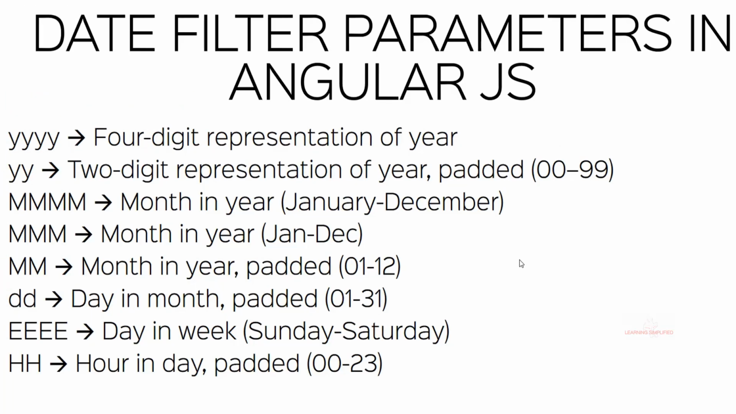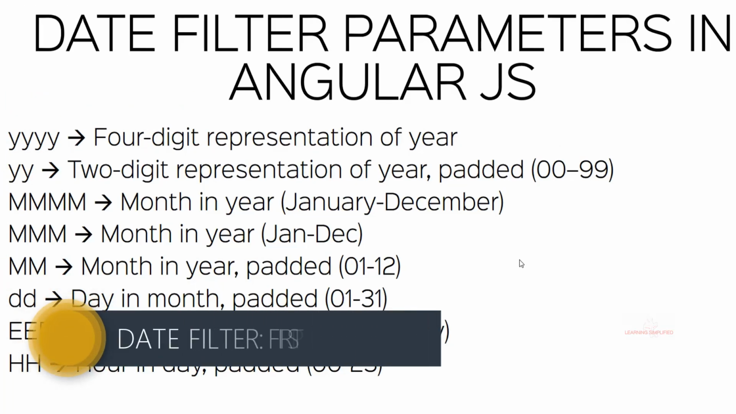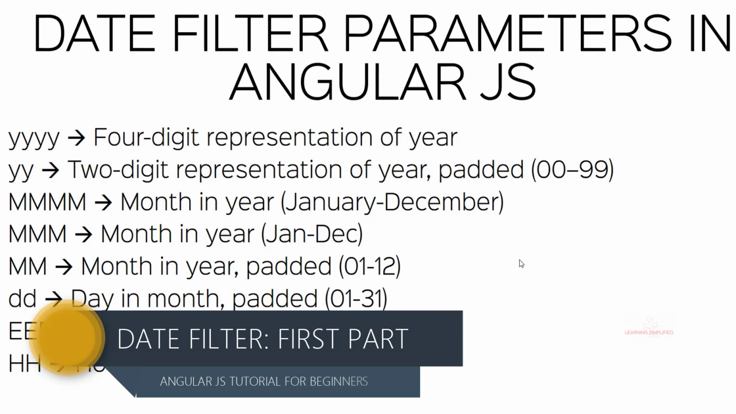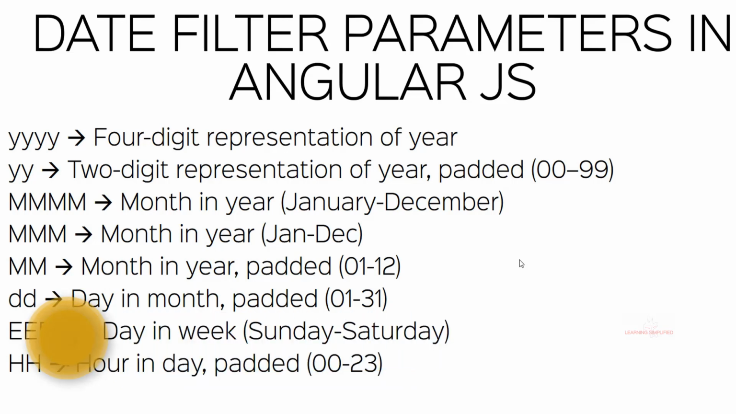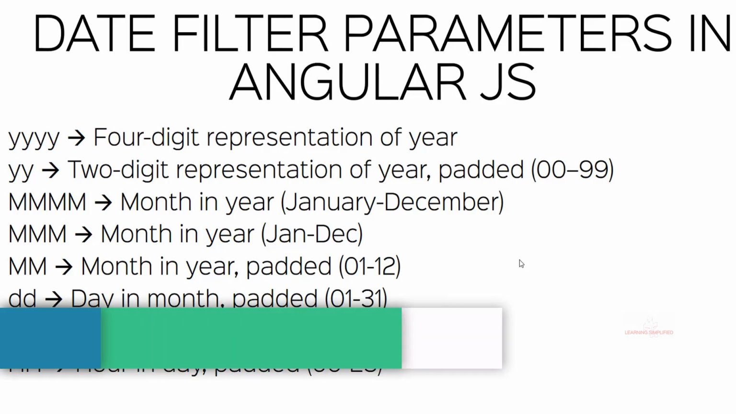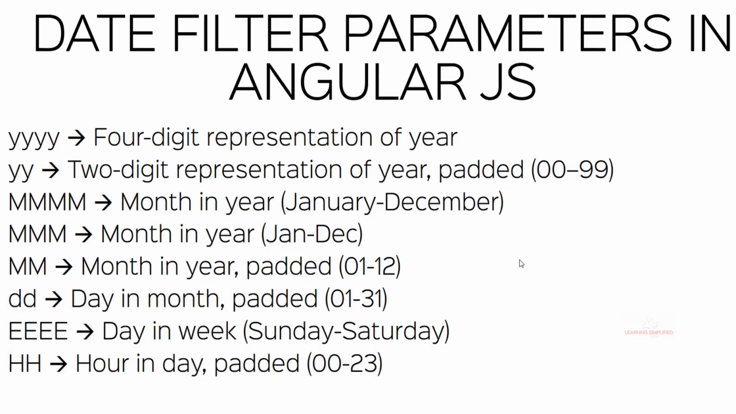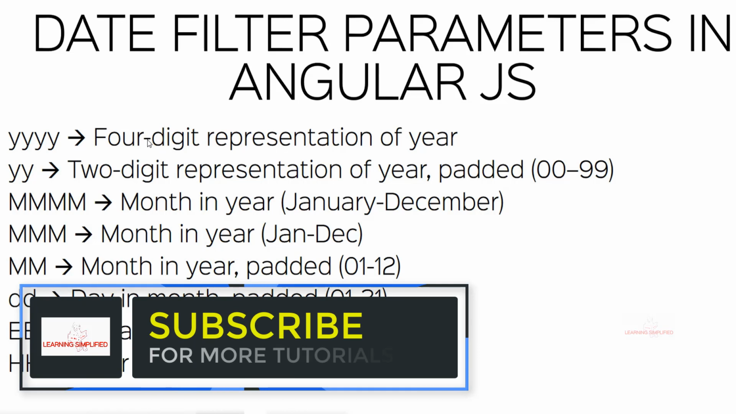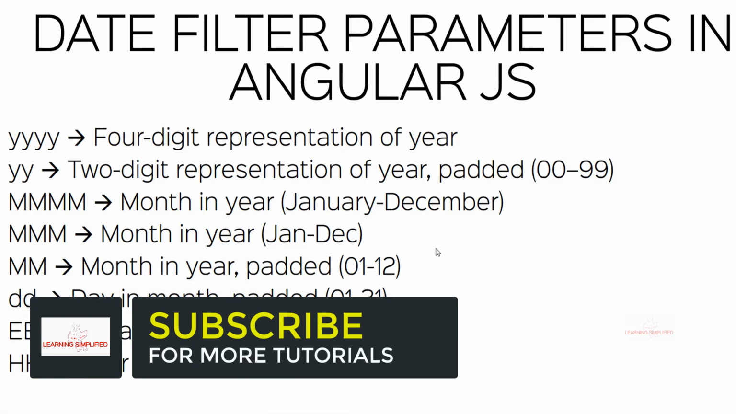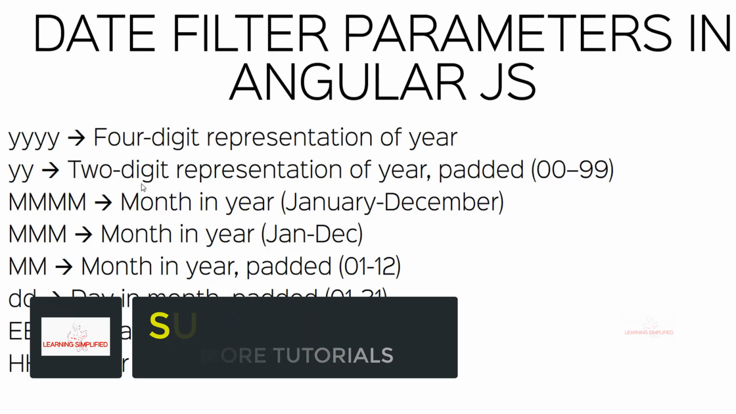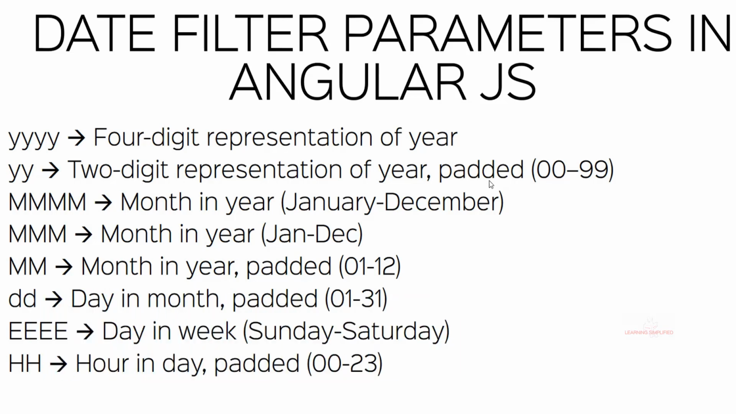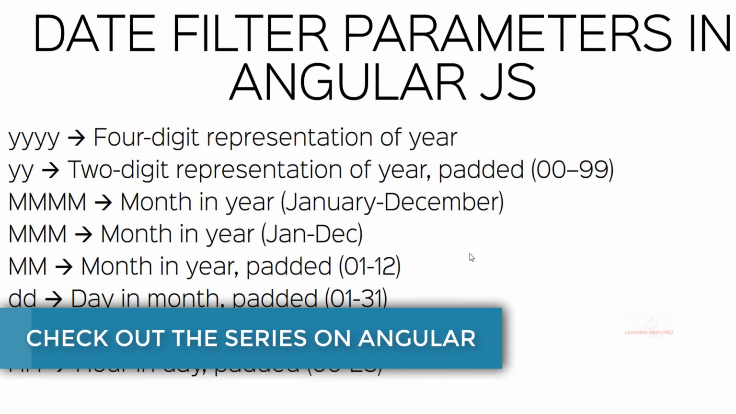The date filter parameters in AngularJS are a little bit different, but it's a very interesting thing to study and move accordingly. As we can see, these are some date filter parameters specified right over here, like yyyy, which means the 4-digit representation of a year. Then comes yy, which means the 2-digit representation of year, padded 00 to 99.